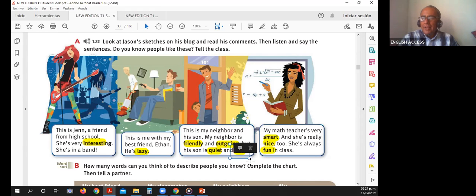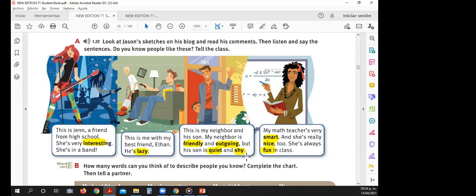And he says he's friendly and outgoing, but his son is quiet and shy. What is quiet? Tranquilo. Quiet and shy? What is shy? Tímido. Very good.